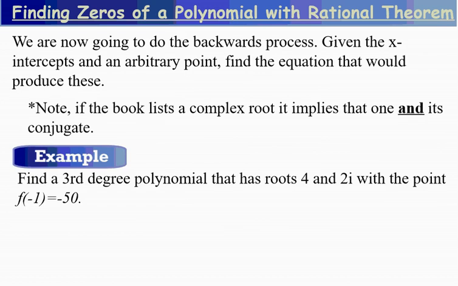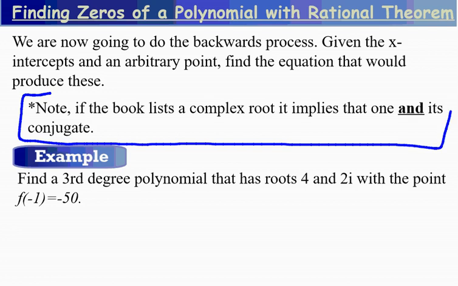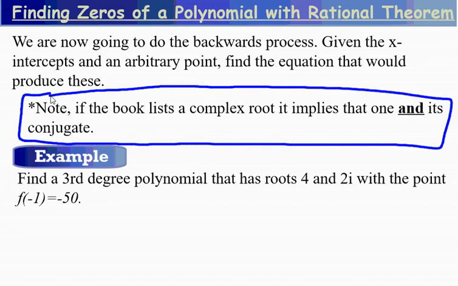We're now going to work the process backwards. So the last part of the lesson is, what if I tell you what the roots are and then ask you to actually construct the original equation? Or maybe if I gave you a picture in the second example, could you construct the original equation that would go with that picture? One note I want to make is if the book lists a complex root, it means that it has a pair. And its pair is its conjugate.